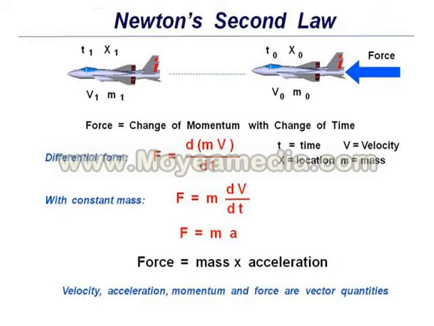This relation F equals d by dt of momentum, that is d by dt of mv, is the differential form of Newton's second law. If we expand this formula, it will give F equal to m dv by dt plus v dm by dt. If the mass is constant, then we can ignore the term dm by dt. So the equation reduces to F equal to m dv by dt. dv by dt is change in velocity with time, that means acceleration. That is how we obtain F equal to ma relation.